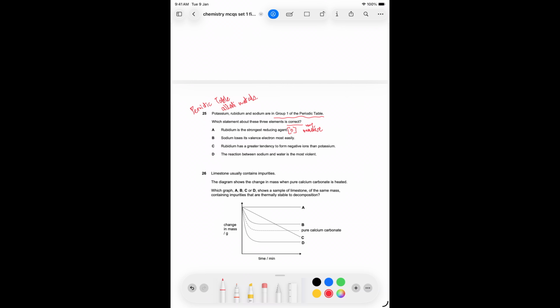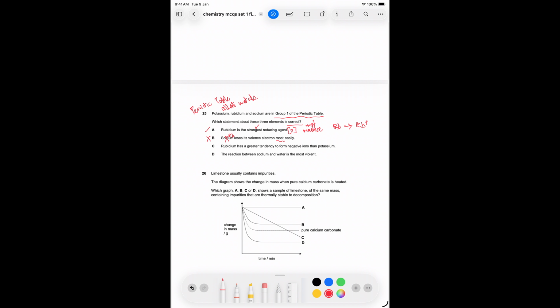Because rubidium really wants to become Rb+. They themselves oxidize in the process, but they reduce the other reactant. So is it true? Yes. The lower the metal in group 1, the more reactive it is. So the statement is true. Sodium loses its valence electron most easily? No, it's not the most reactive. It should be rubidium.